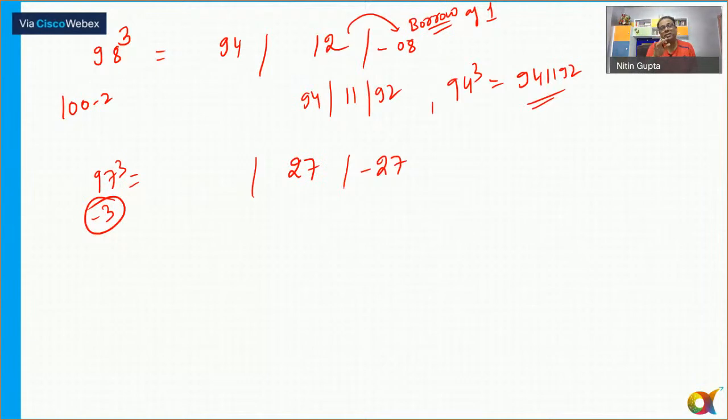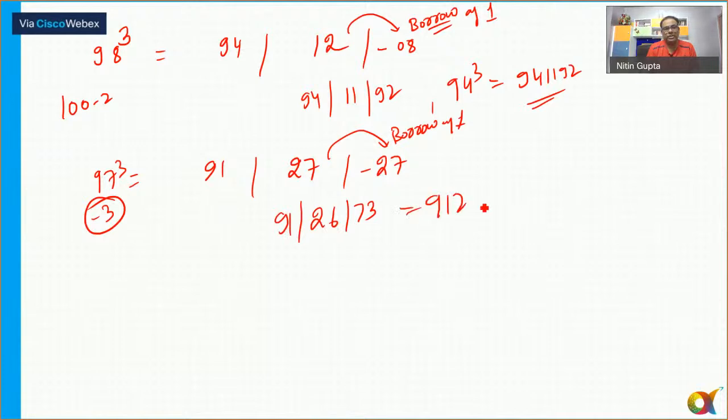So first part is nothing but 3 3s are 9, so 100 minus 9, that is 91. And then take a borrow of 1. So borrow of 1 means 100 minus 27, which is 73. Middle part will be 26 and the first part will be 91. So this is 912673.